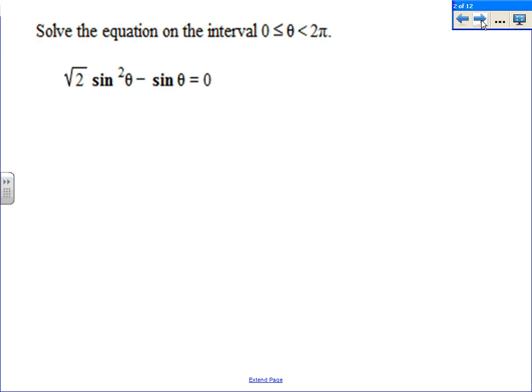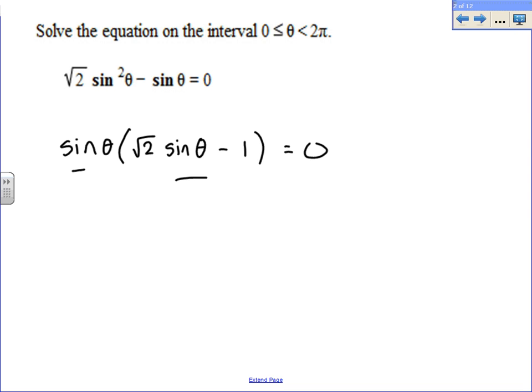So if I factor out sine of theta, this would be sine of theta times the square root of 2 times sine of theta. Notice it wouldn't be sine squared because I factored out a sine, and then minus, not sine theta, I factored it out, so it would be square root of 2 times sine theta minus 1 there, equals 0. So now I've used that factoring idea, and what we have is a times b equals 0.